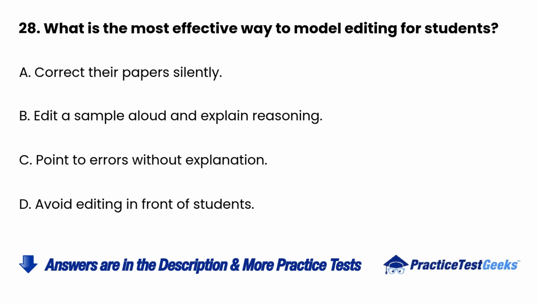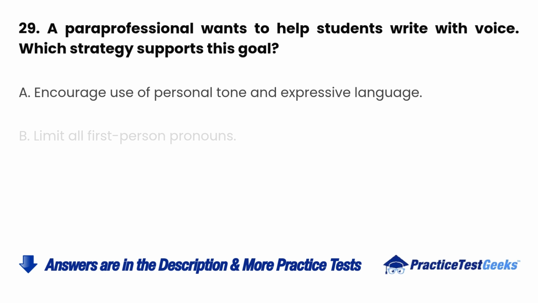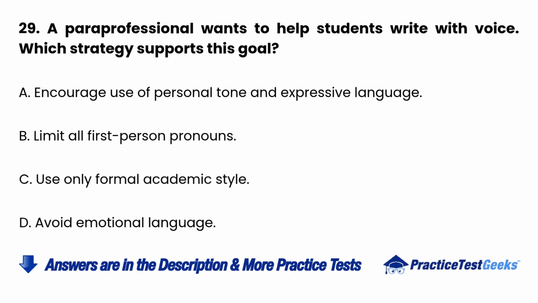28. What is the most effective way to model editing for students? A. Correct their papers silently. B. Edit a sample aloud and explain reasoning. C. Point to errors without explanation. D. Avoid editing in front of students.